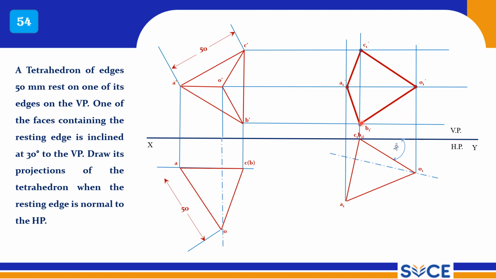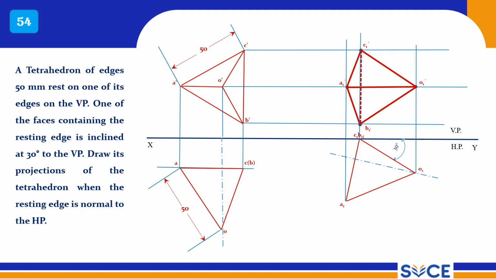So this is CB and AO, right? AO should be marked. So AO is a thick line, and CB is a dotted line. CB is a dotted line. So this is the final projection of this tetrahedron.